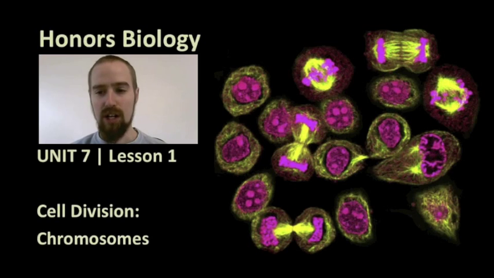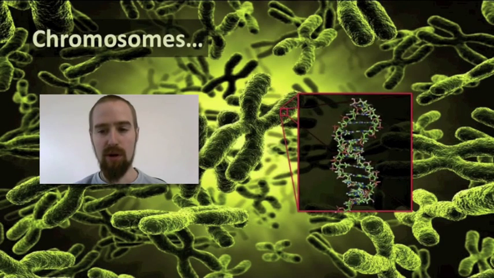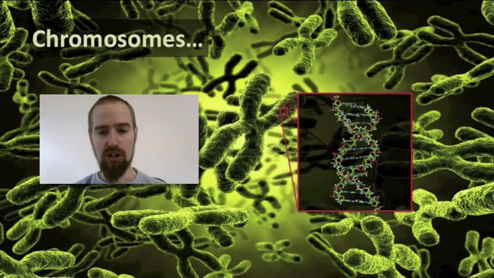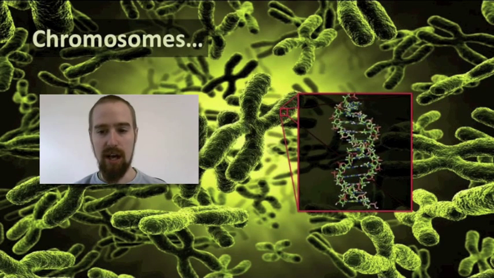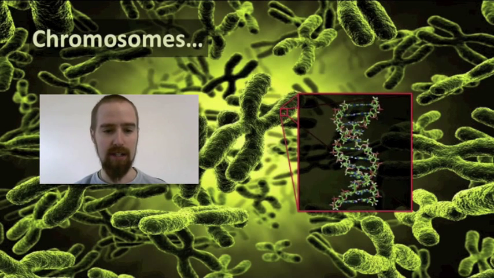In today's video, we're going to talk about the structure and function of chromosomes. In our last unit, we learned a ton about DNA and what this important molecule does inside of our cells. Well, chromosomes are the structures that hold our DNA and our genes, and our genetic traits are carried on chromosomes from one generation of cells to the next.